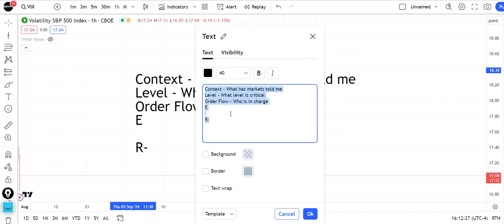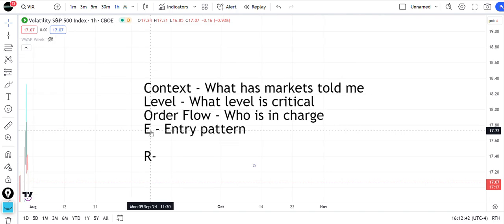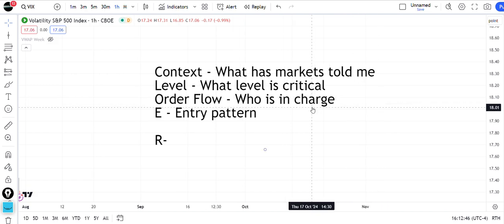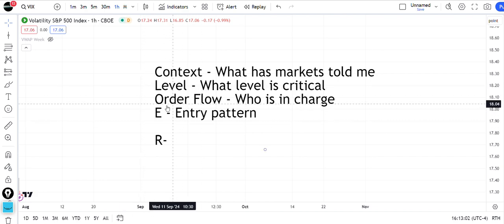And then E would be entry pattern. So what entry pattern are you going to use? Are you going to use bear flags, bull flags, trend lines? All of these things are valid, but only with the right context, making sure the critical level you're looking at is correct, the order flow you're reading is correct, and then the entry comes, which is actually the last. That's why it's the last.